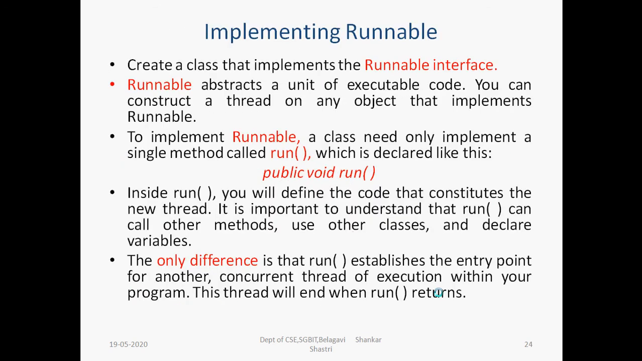In implementing the Runnable interface, you create a class that implements Runnable, like class A implements Runnable. Within the Runnable interface, you can define the run function: public void run. To implement Runnable, a class need only implement a single method called run. Within that run, you define what you actually want to execute, the code that constitutes the new thread.